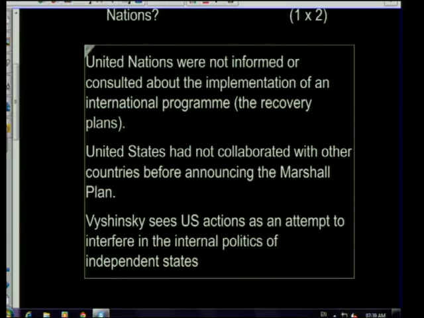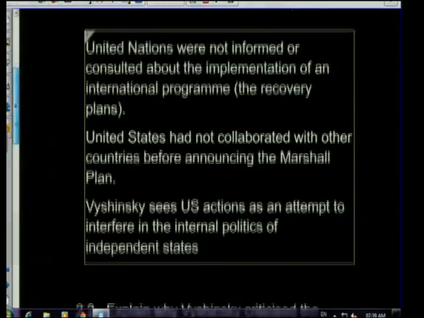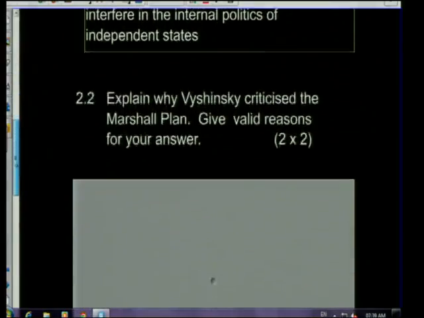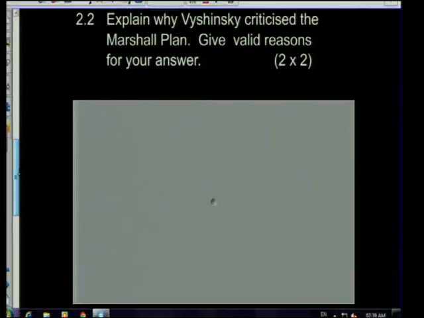The United States had not collaborated with other countries before announcing the Marshall Plan. Hence, they said they were just imposing their will. That is how they were violating the principles of the United Nations. I'm not going to read the entire answer, but I hope that gives you the idea of what is expected there. Explain why Wyszynski criticized the Marshall Plan. Give valid reasons for your answer.